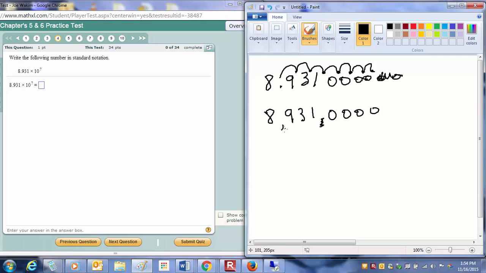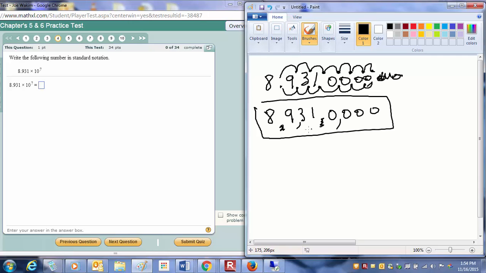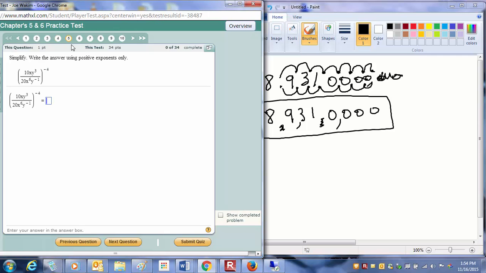So let me just remove those commas, and this would be 89,310,000. Okay, so multiplying by 10 to the power 7, you need to move the decimal to the right. 1, 2, 3, 4, 5, 6, 7. So you end up with 4 zeros and 8,931. And that would be the final answer. And we read this as 89,310,000. Let's go to number 5.